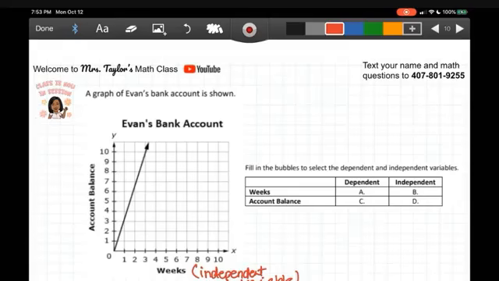And my dependent variable would be the account balance. So let's label that as dependent variable. So we go ahead over here and make our choices. So the weeks would be our independent variable, and our dependent variable would be the account balance. All right, let's keep going. That one wasn't too bad.